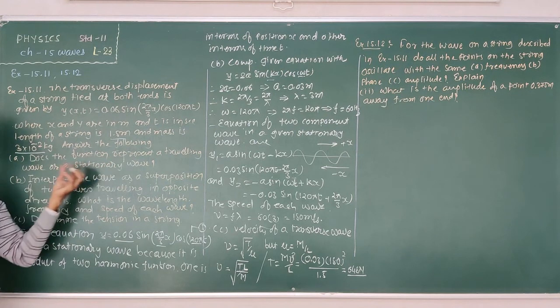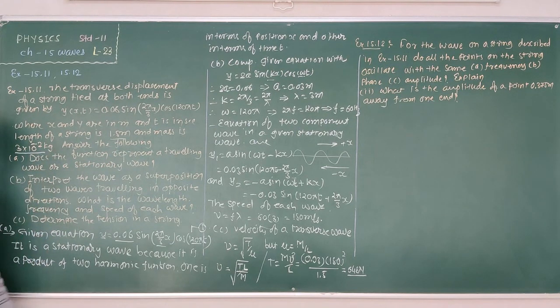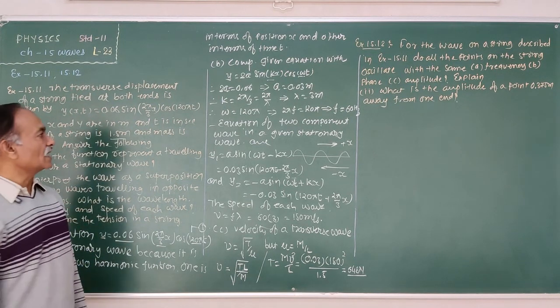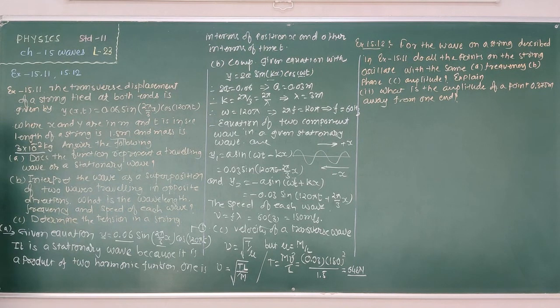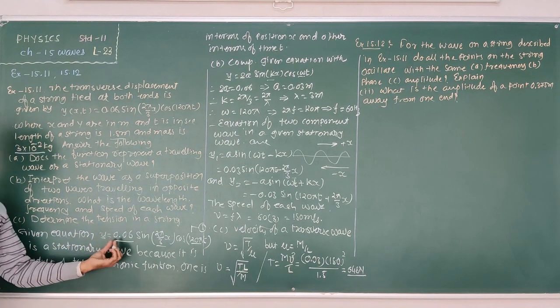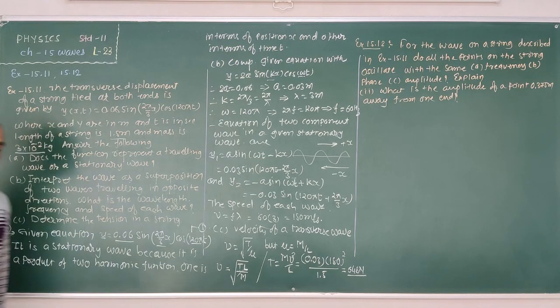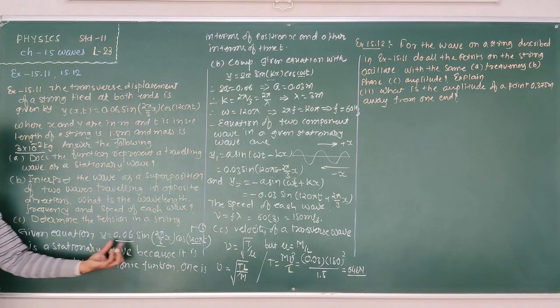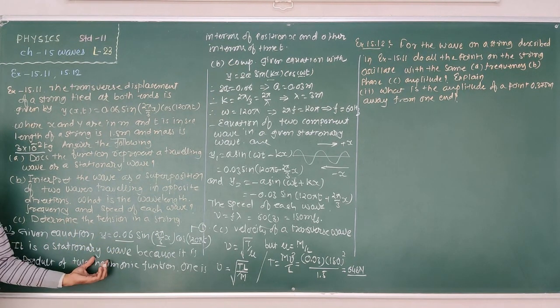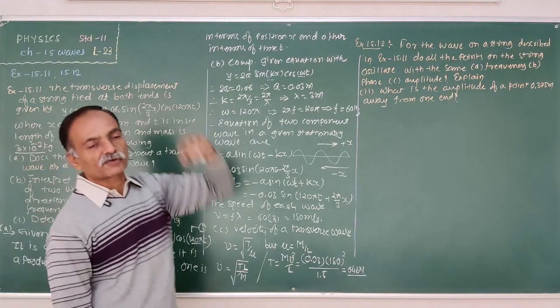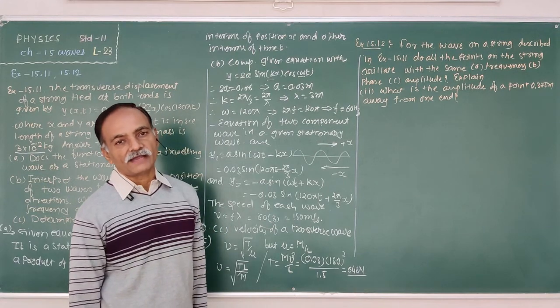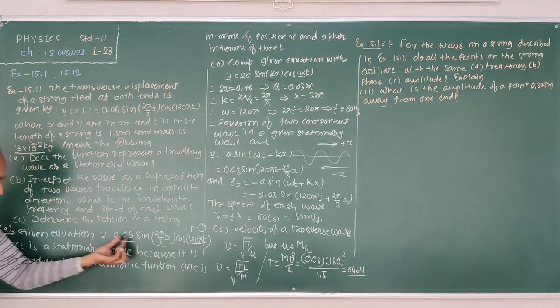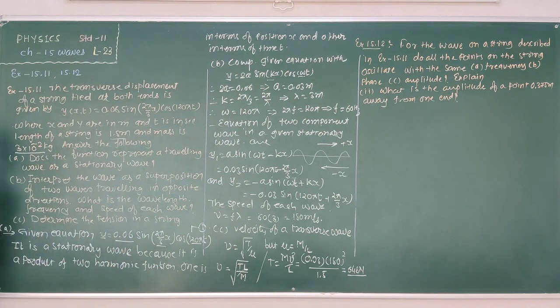First, does the function represent a traveling wave or a stationary wave? First, we have to give the answer about that. Does the given equation represent a stationary or a traveling wave? The given equation is y equal to 0.06 sin(2 pi by 3 x) into cos(125 t). That is equation 1. It is a stationary wave because it is a product of two harmonic functions, one in terms of the position x and the other in terms of time. Therefore, it is a stationary wave. Clear? That answers the first part.